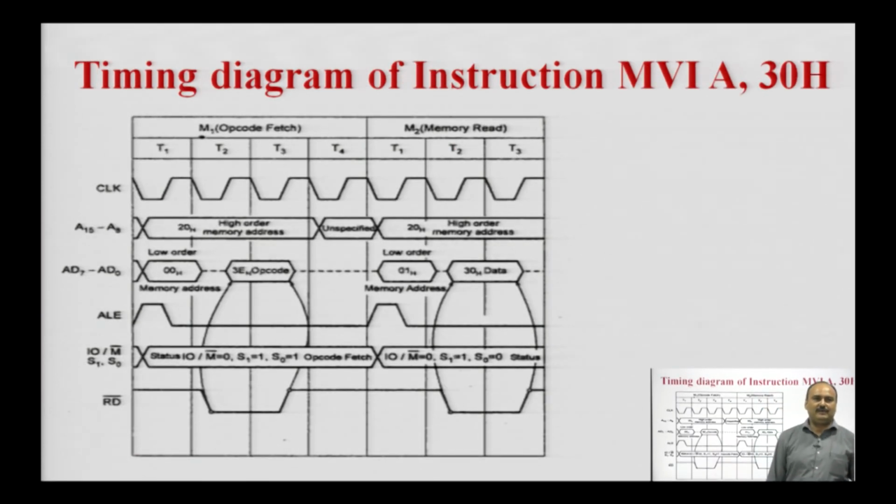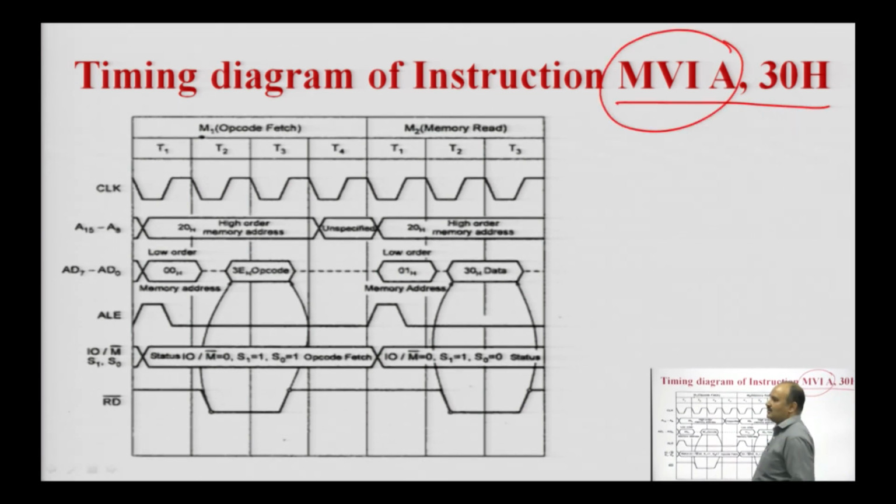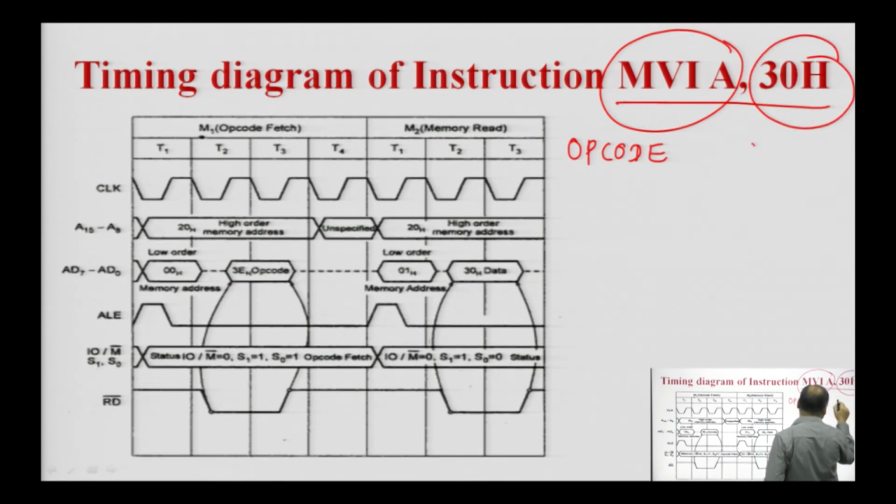Let us see the timing diagram of the instruction MVI A, 30H. Before that, we have seen the basic timing diagrams, that is opcode fetch, memory read, memory write, input output read and input output write machine cycles. Now, let us see the timing diagram for the instruction MVI A, 30H. This instruction is 2 bytes long. The first byte is for the opcode of this instruction, and the second byte is for the 8-bit data.